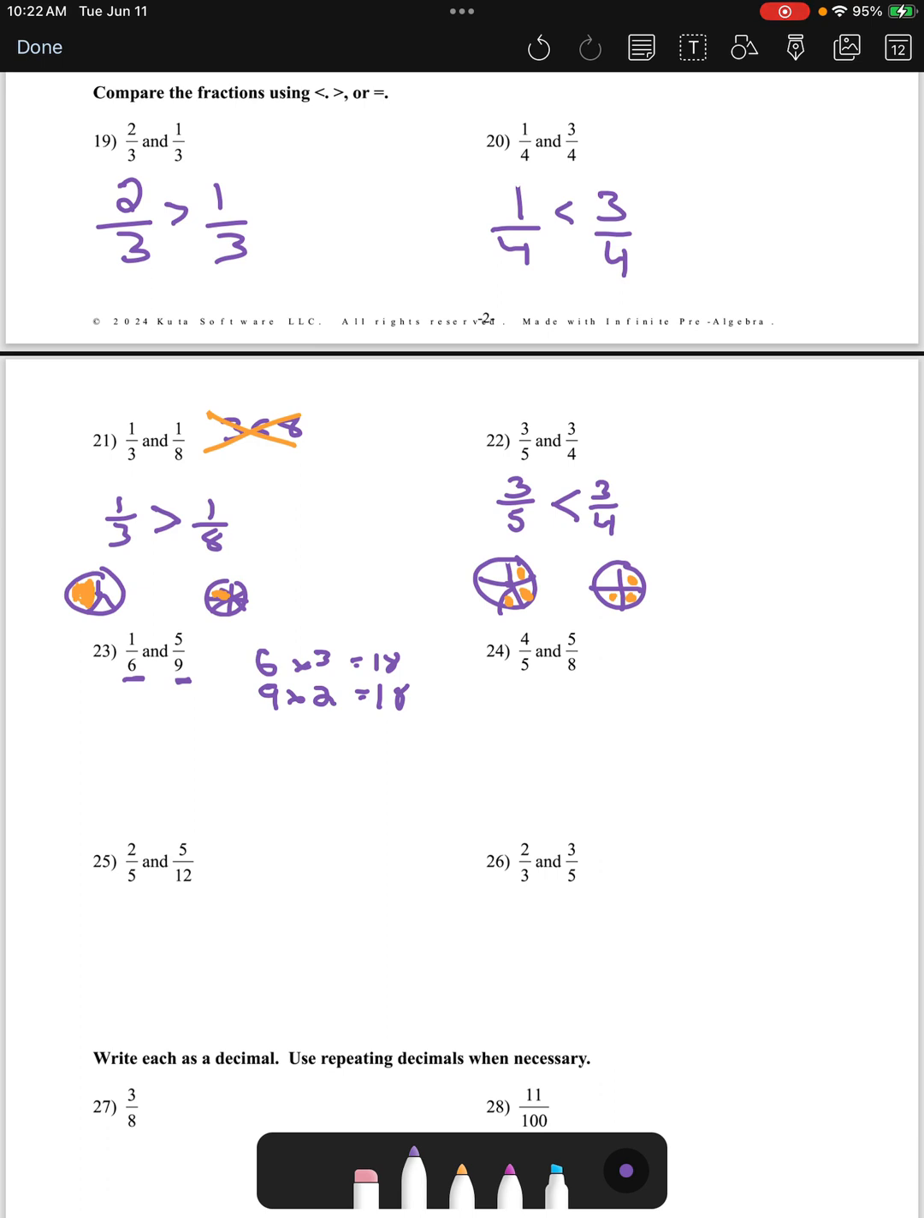6 can be multiplied by 3 to become 18. Sorry, not 2, 3. I'm thinking of 9 for a second, I don't know why. 9 can be multiplied by 2 to become 18. Knowing that, we can say, okay, well, if I do 1/6 and I multiply both the top and the bottom by 3, I will get 3/18. If I have 5/9 and I multiply both the top and the bottom by 2, I will get 10/18.